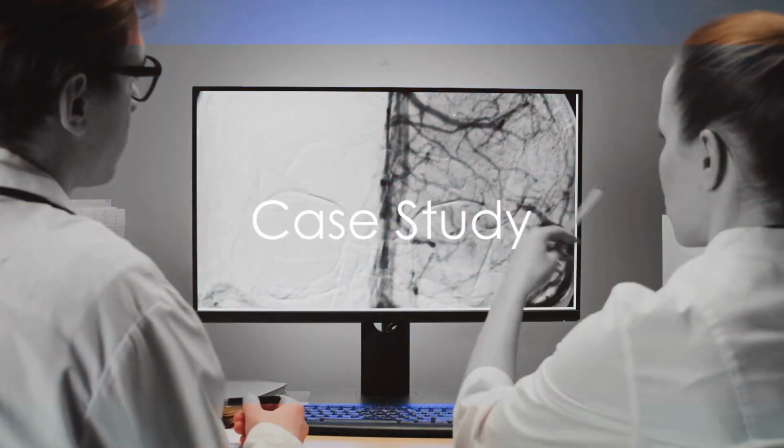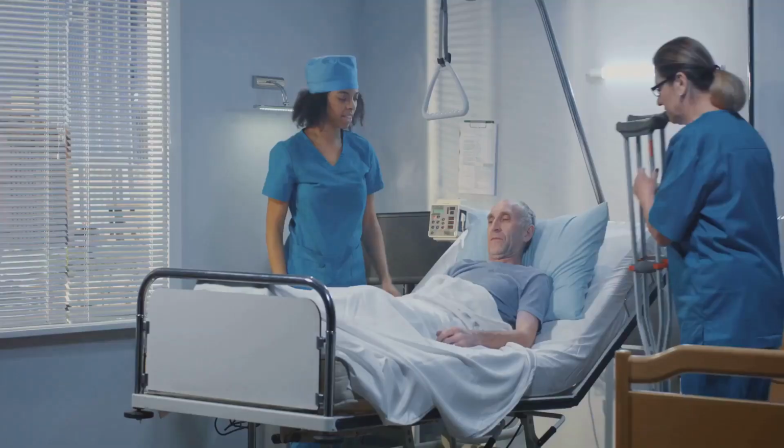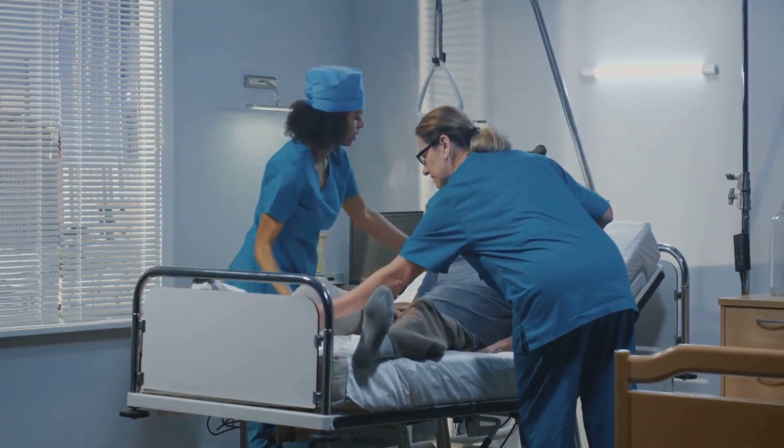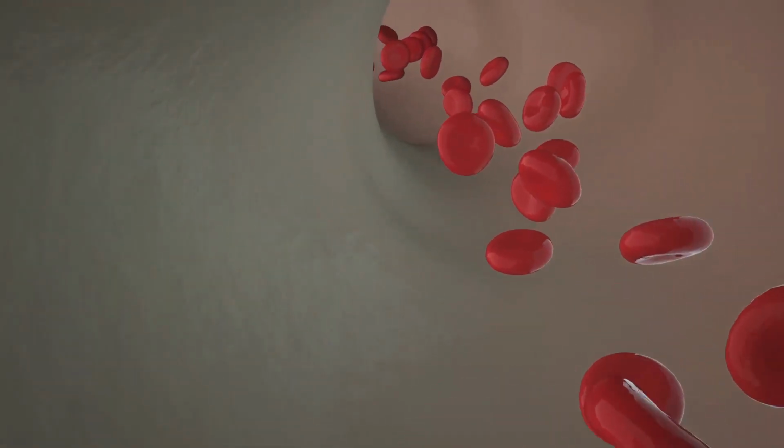Now let's look at a case study to better understand the impact of a thrombus and an embolus. Meet John, a 55-year-old man who recently underwent knee replacement surgery. Due to the immobility following the surgery, John developed a thrombus in his leg. Unfortunately, a portion of the thrombus broke off and traveled to his lungs, causing a pulmonary embolism.